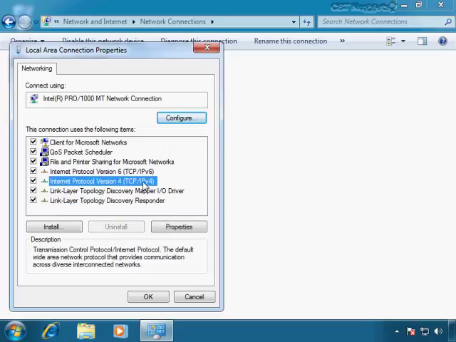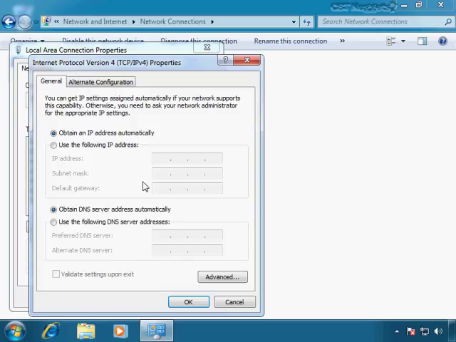Now, let's go ahead and take a look at TCP/IP version 4 up here, and I can double-click on it or choose Properties. Either one works. And this is where we would make changes to our IP configuration. By default, we obtain an IP address automatically, meaning that it's going to use a DHCP server to issue an address to me. And we also obtain the DNS server address automatically, which actually also comes from the DHCP server.